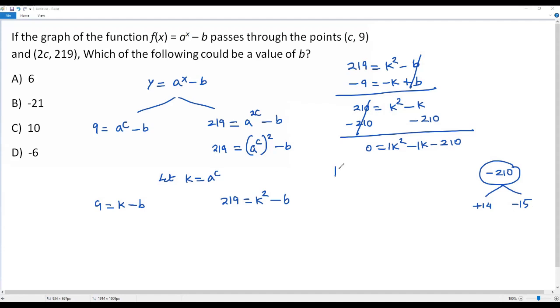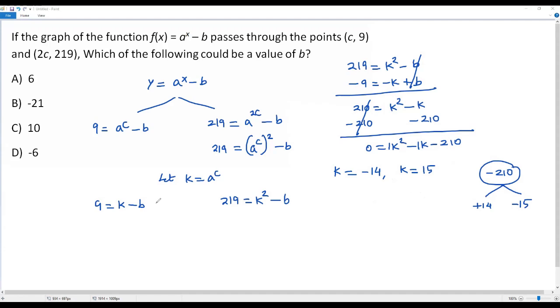Now, to get the first value of k in this quadratic equation, we have to change the sign of the first factor over here. It's positive 14. So when I change the sign, I'm getting negative 14. Now to get the second value of k, I have to change the sign of the second factor. It's already negative. When I change the sign, it will be positive. Okay, now I got two values for k. One is k equals negative 14 and the other one is k equals 15.